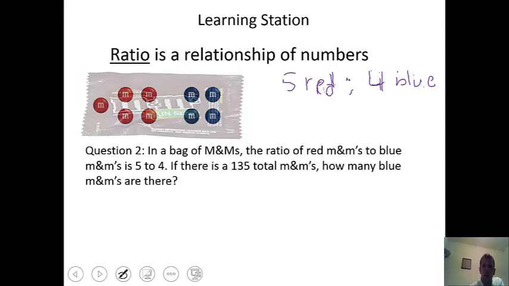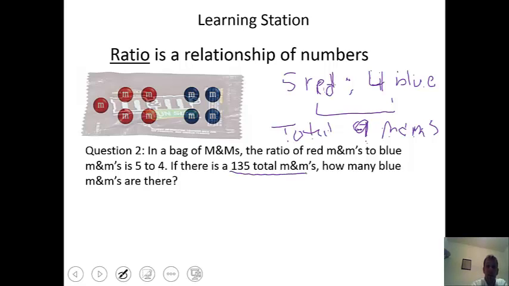Alright, so we got 5 reds and 4 blues, and together it makes a total of 9 M&Ms. Okay, so we have 5 red and 4 blues, and that's a total of 9 M&Ms. So what I'm going to do is I'm going to match what they want and what I have. So I'm going to match these and make a brand new ratio. So I know there's 4 blues.